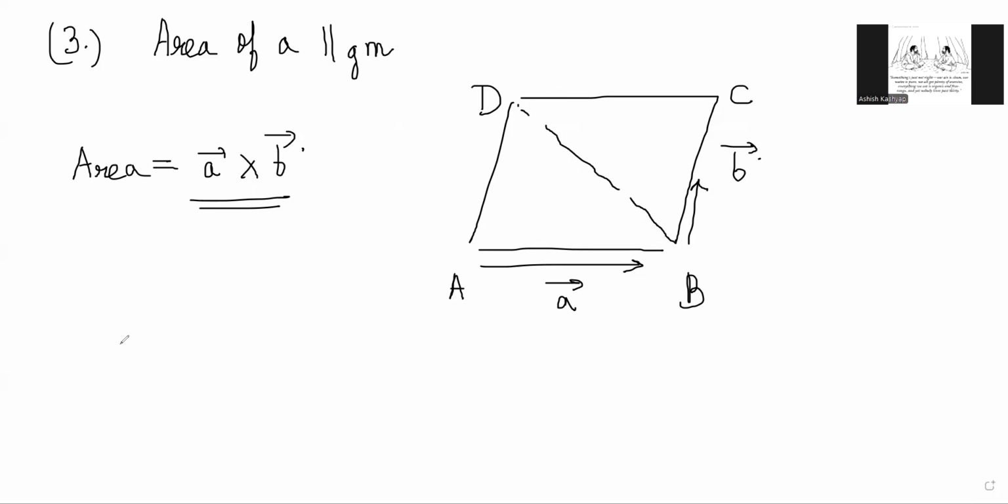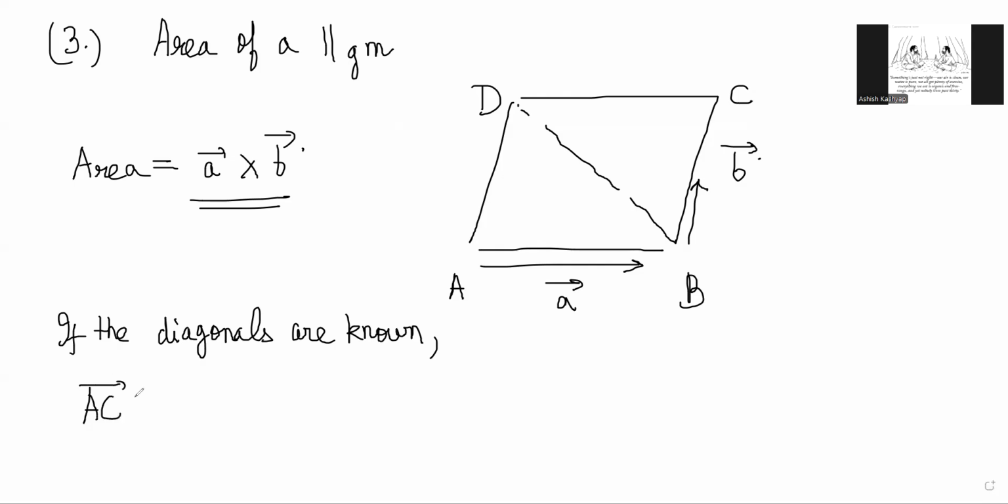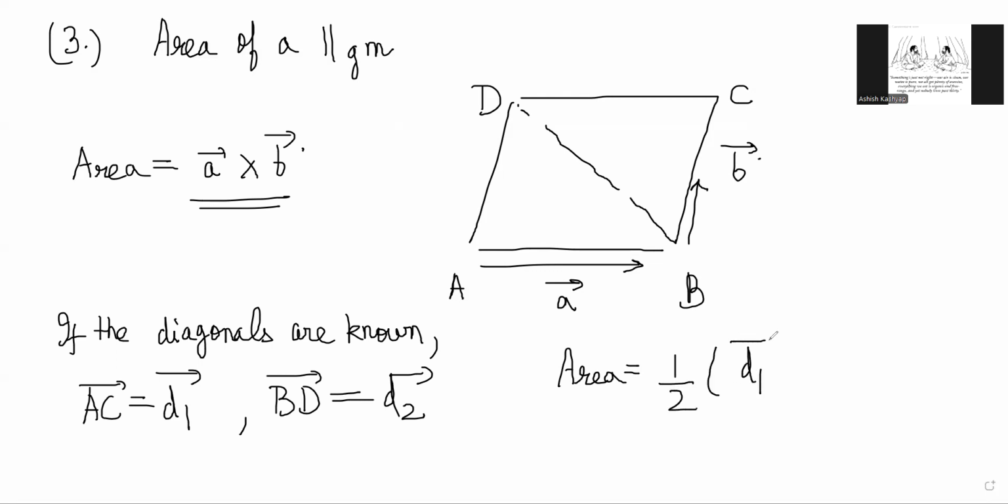Similarly, if the diagonals of the parallelogram are known, for example, if in the same parallelogram we know that AC vector is given by D1 and BD vector is given by D2, then the area of the parallelogram can also be written as the cross product of the diagonals, which is half of D1 cross D2. The magnitude of this will become the area of the parallelogram. You should try to prove these two results yourself. It is not very difficult.